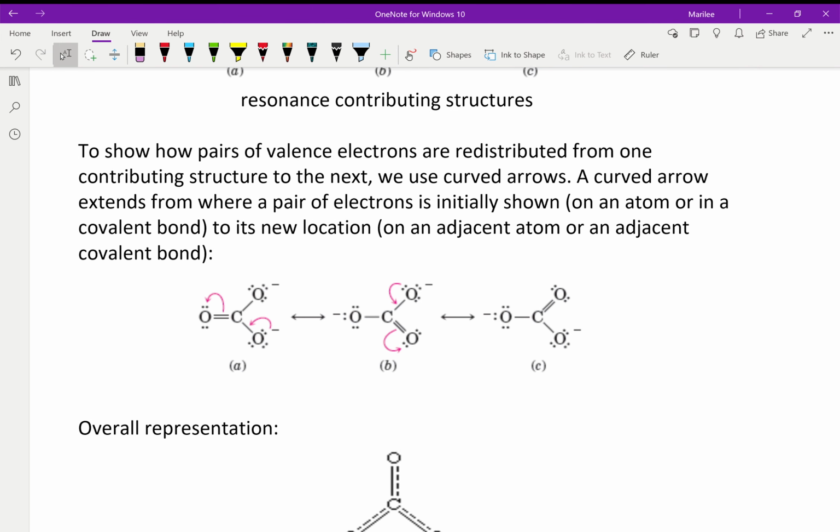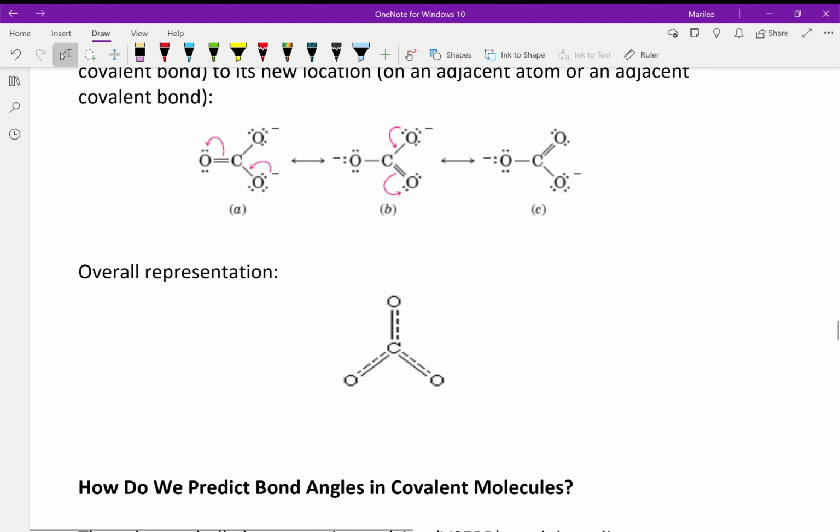So to show the pairs of valence electrons are redistributed from one contributing structure to the next, we use these curved arrows. So it just shows you that that electron is getting moved from one place to the other. So an overall representation is drawn like this. We have one bond, right? One bond followed by this dotted line. That means that this oxygen can have the double bond, this oxygen can have the double bond, and this oxygen can have the double bond, but they can't all have the double bonds at the same time.